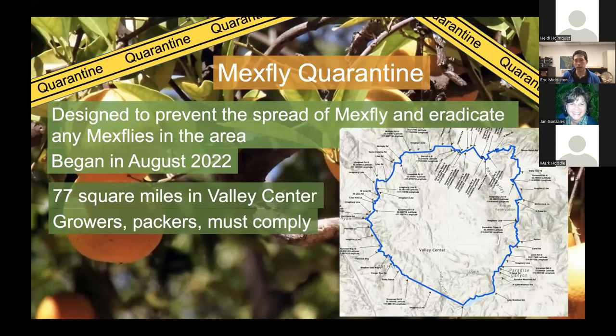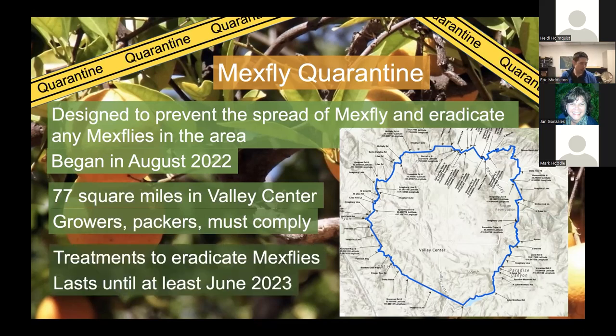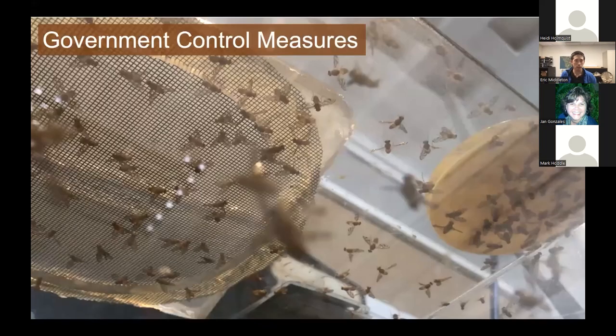This map on the right here will be updated as the quarantine evolves, which hopefully it doesn't, but the area can expand. It's basically based on a 5 mile radius around any place that Mex flies have been detected. And treatments are being put out to eradicate the Mex flies, and the quarantine is expected, if no Mex flies are found, to last until at least June 2023. And we'll go over some of that in a little bit more detail as well.